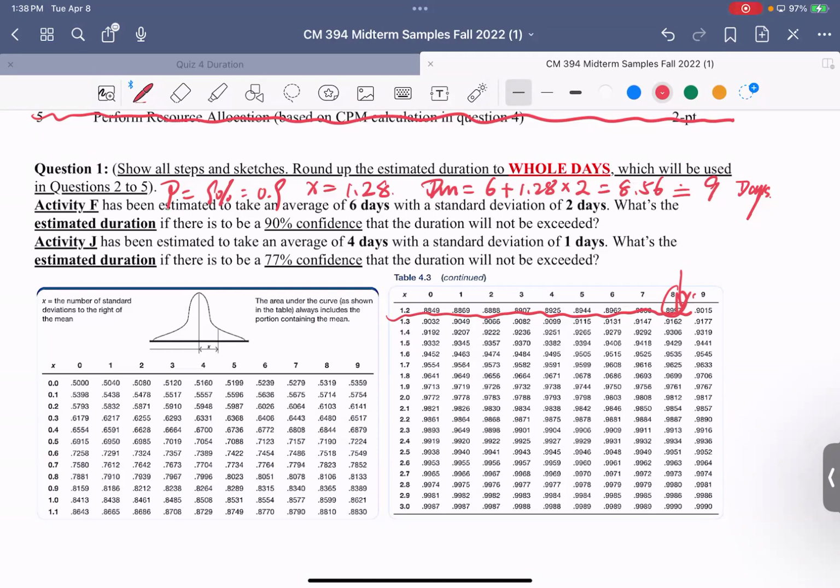Then we're working on the next one. I give you 5 minutes to try this one, okay? It's the same thing, just the numbers change. And actually, we just did it in the quiz question 1.